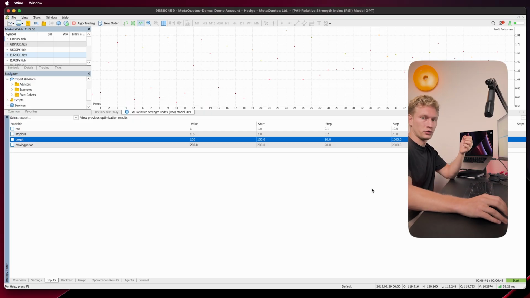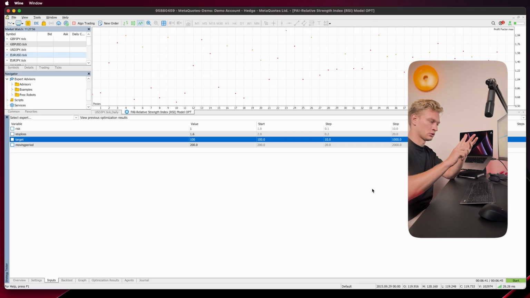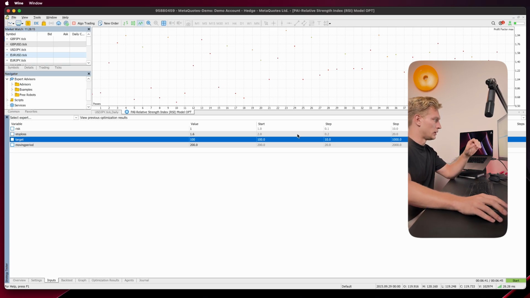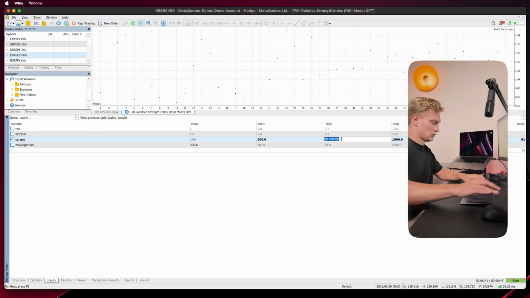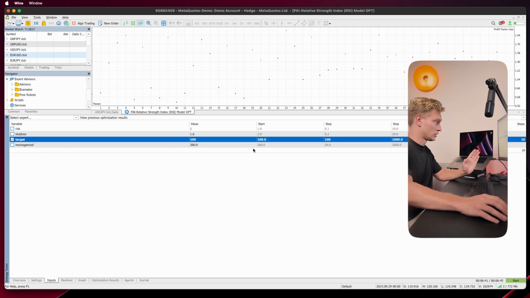So let's say you want to test 5 different risk to rewards, a 1-to-1, a 1-to-2, 1-to-3, 1-to-4, 1-to-5. All right, what are the steps? Well, the steps are 1 or 100 in this case. And what is the start? Well, 1-to-1, so 100. And what is the stop? Well, that's 500, so the 1-to-5. So that means if we optimize the target, we have start 100. Then the next test will be start plus 100, so that will be a 1-to-2.